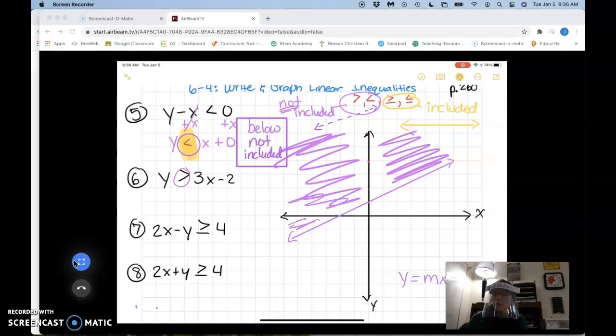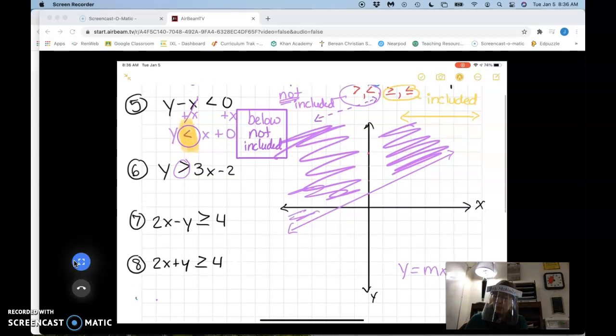Let's do the next one. So this one is already written in y equals mx plus b, so I don't have to rearrange anything, which is nice. The sign is greater than, so is it above or below? Yes, above. And is it included or not included? Not included. Good. Because it's just greater than, the line is not included in the solution.